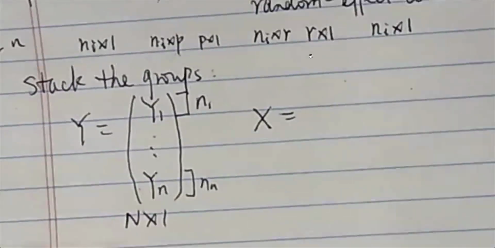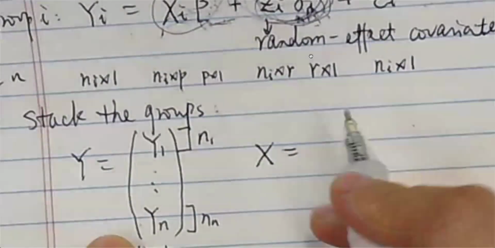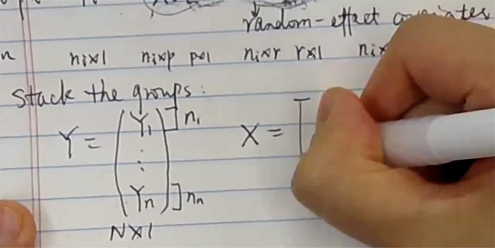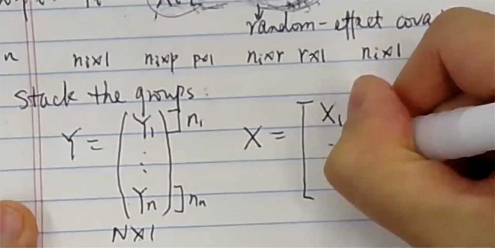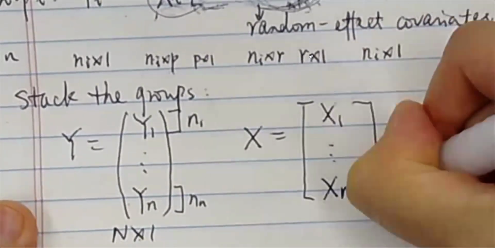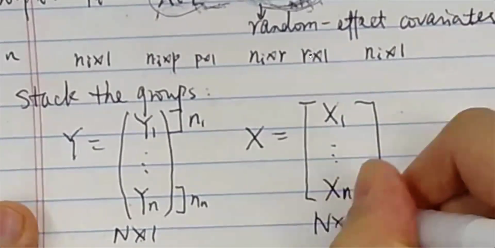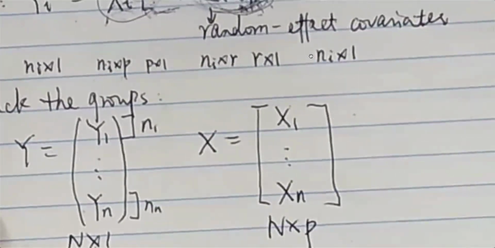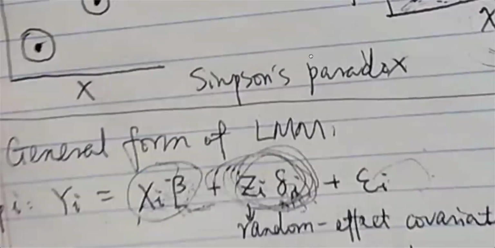Okay, so coming back here, when we stack the groups, Y becomes big N by 1. So big N is the sum of the Ni's across the groups. X, we stack them, X1 to Xn. So this will be big N by P. Okay. And Z, that's the thing.